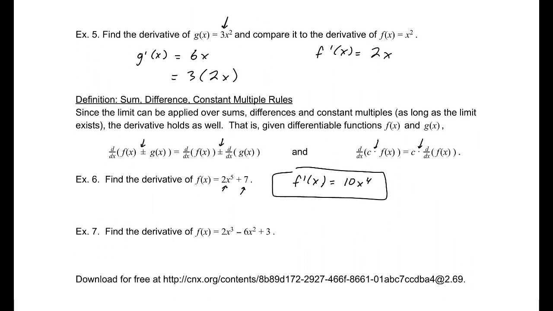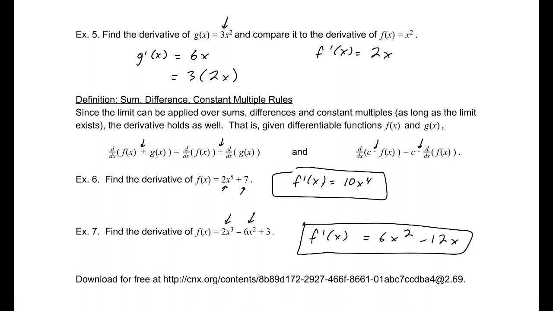Number 7, the derivative of f of x equals 2x cubed minus 6x squared plus 3. Well, the derivative of this one is 6x squared, decreasing the exponent by 1. The derivative of this is minus 12x to the first, or just x, and then plus 0. And that is our function.